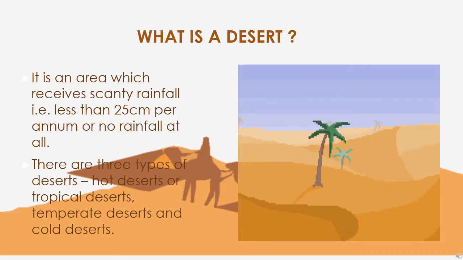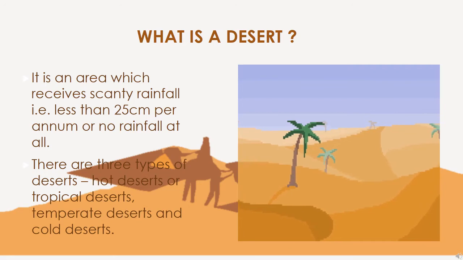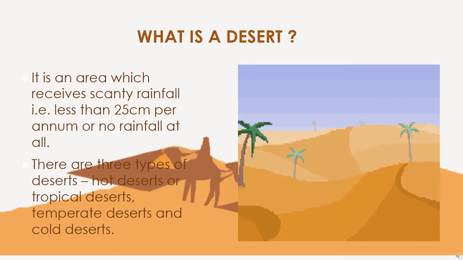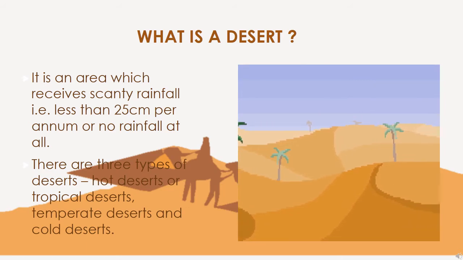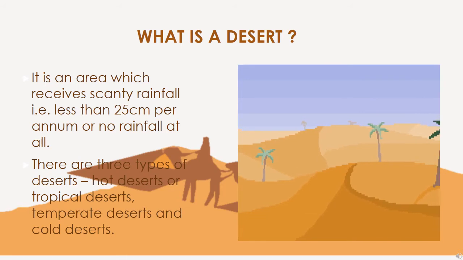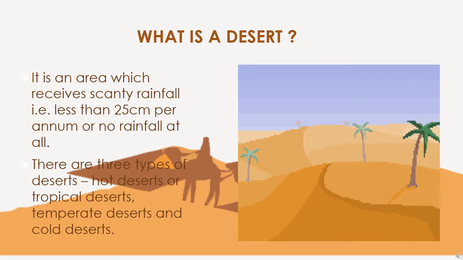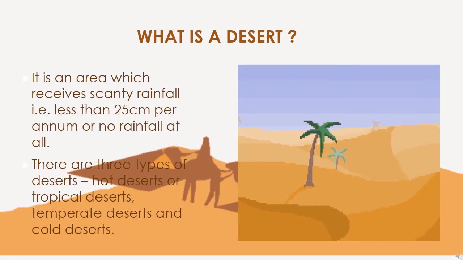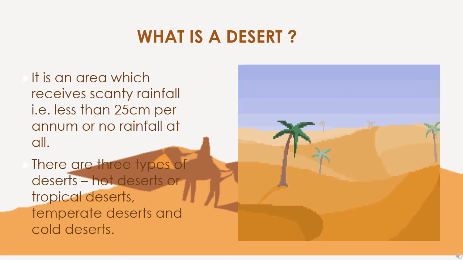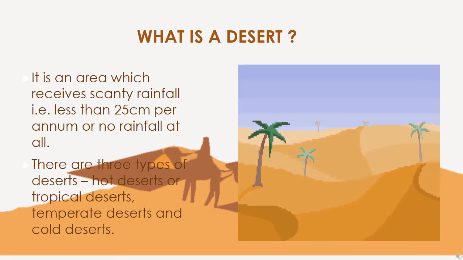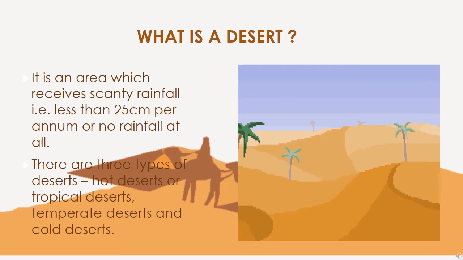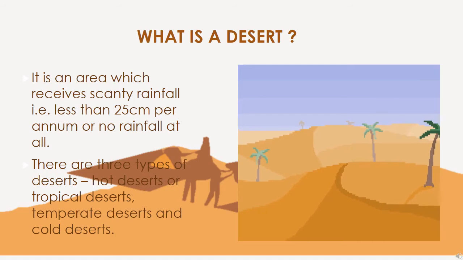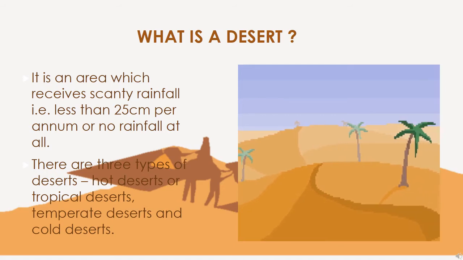Now, in other words, it is an area which receives scanty, that is very little, rainfall, almost less than 25 centimeters per annum, or no rainfall at all. Mainly there are 3 types of deserts: hot deserts or tropical deserts, temperate deserts and cold deserts. Now let us understand each one of them in a detailed way, and let me explain with some examples so that it is clear in your mind.